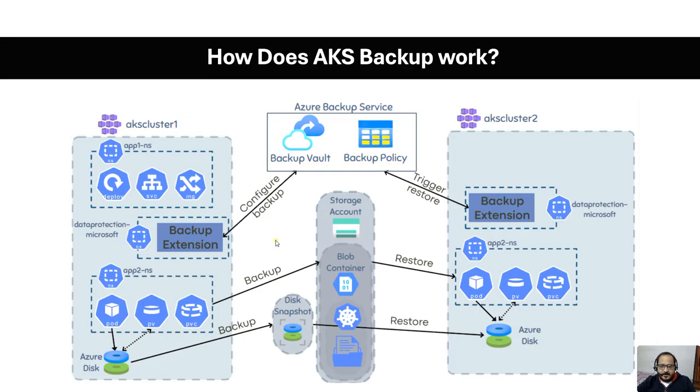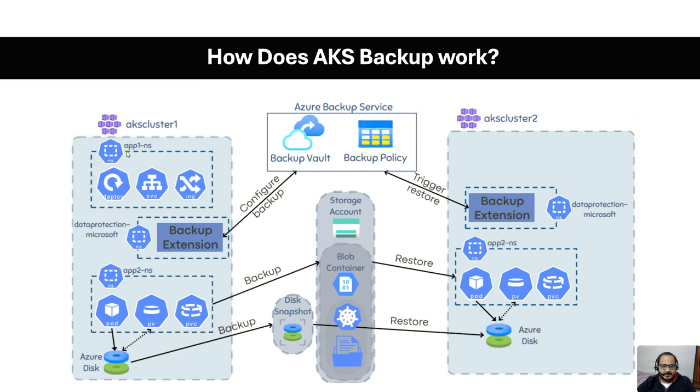Now we will see how AKS backup works. You can see a lot of components, so let me quickly explain this architecture. Suppose we have an AKS cluster, AKS cluster 1. This is the cluster we have configured, and in this cluster I have two namespaces. The first namespace is app1-ns and the second namespace is app2-ns. These are the two namespaces as part of this AKS cluster.